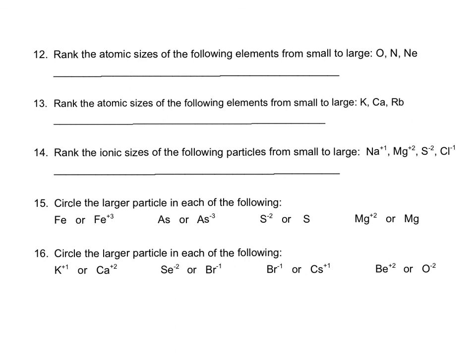So I know that as we go across, we get smaller because of the effective nuclear charge. So I want to go from small, according to the question, they want you to go from small to large. So my smallest is neon, then my next is oxygen, and then my next is nitrogen.